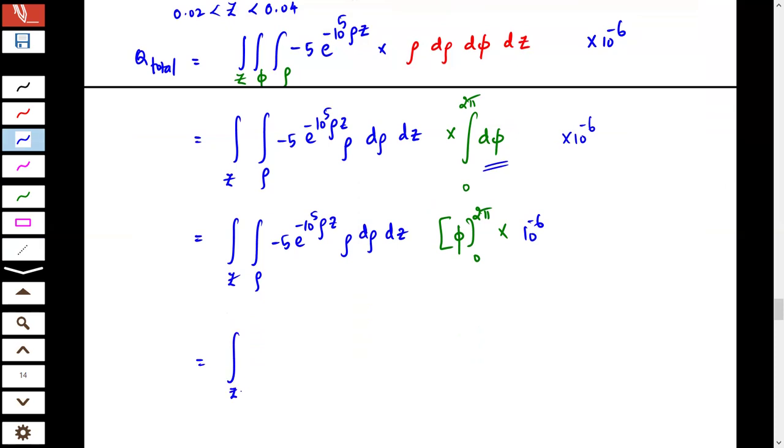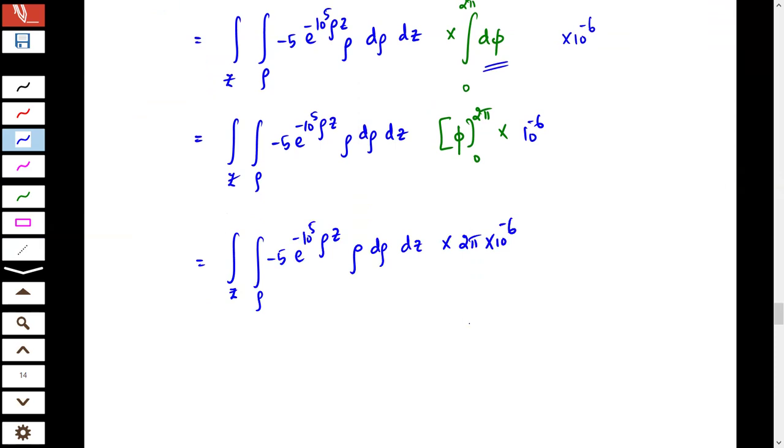So we'll have z and rho integration minus 5 e power minus 10 power 5 rho z, rho, dz into 2 pi into 10 power minus 6. I can take these constant values outside for our convenience. So these values minus 5 and 2 pi into 10 power minus 6, these are all constants. I can take it outside. So minus 5 into 2 pi into 10 power minus 6. Then integration for rho, let us do later. We will do integration for z first. So I'll write rho d rho.